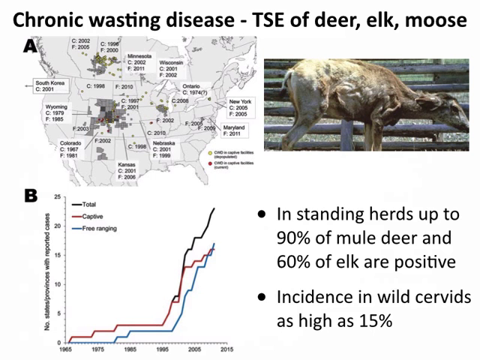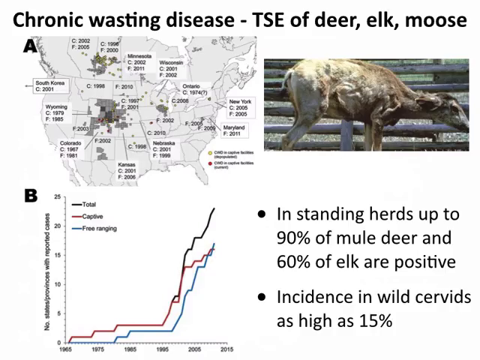There's another recently discovered disease of deer, elk, and moose. It's called chronic wasting disease. It's been found all over the US and Canada, as well as South Korea. This is one of these animals with this TSE reminiscent of the scrapie in sheep. So this is a fatal disease of these animals.